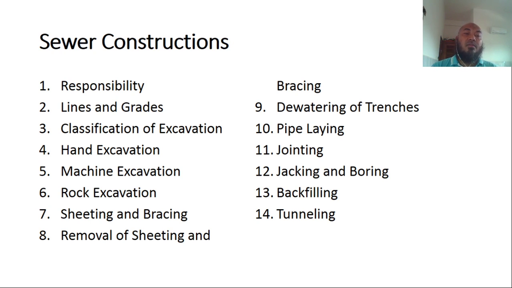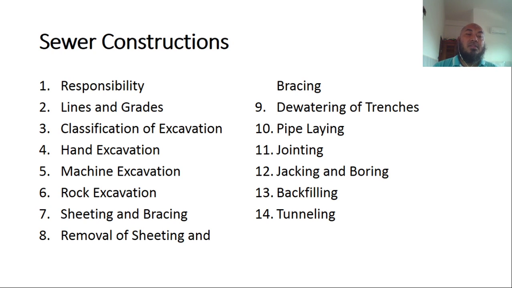So number 4 is hand excavation. Hand excavation is a little bit expensive, more expensive than machine excavation. However, in some particular places, we still need hand excavation. So let's see what those particular places are that require this kind of excavation.